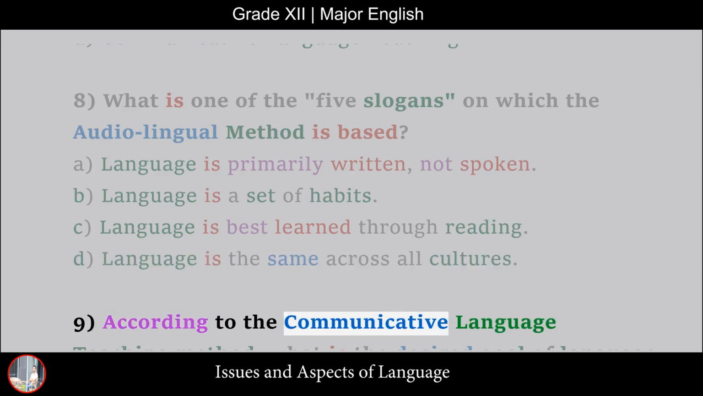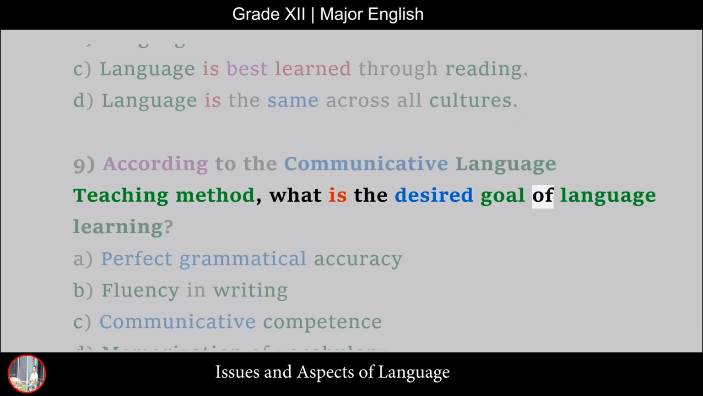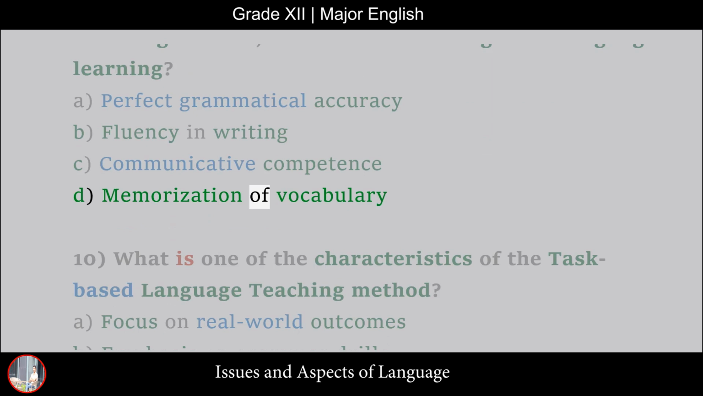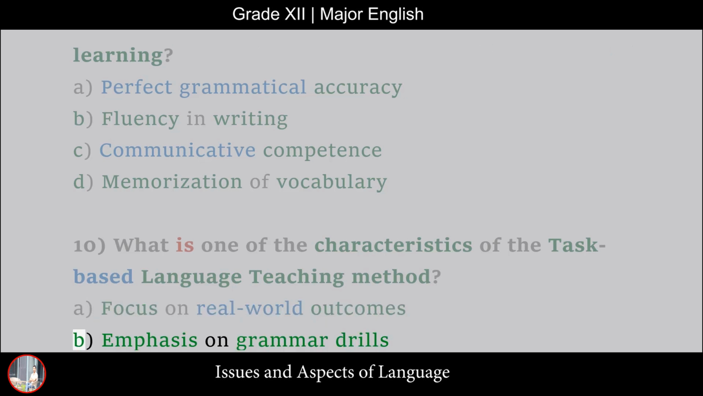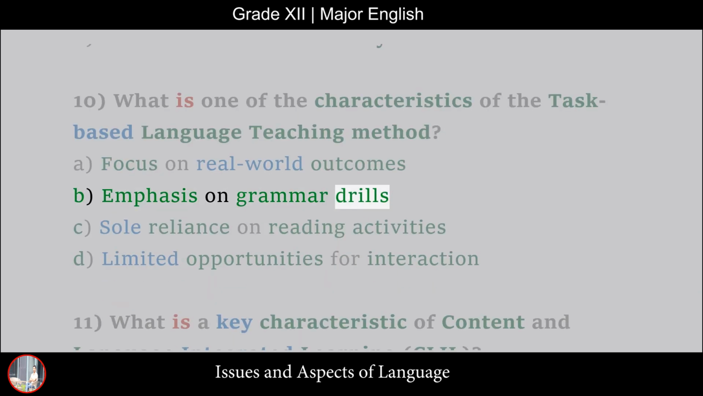9. According to the communicative language teaching method, what is the desired goal of language learning? A. Perfect grammatical accuracy. B. Fluency in writing. C. Communicative competence. D. Memorization of vocabulary. 10. What is one of the characteristics of the task-based language teaching method? A. Focus on real-world outcomes. B. Emphasis on grammar drills. C. Sole reliance on reading activities. D. Limited opportunities for interaction.